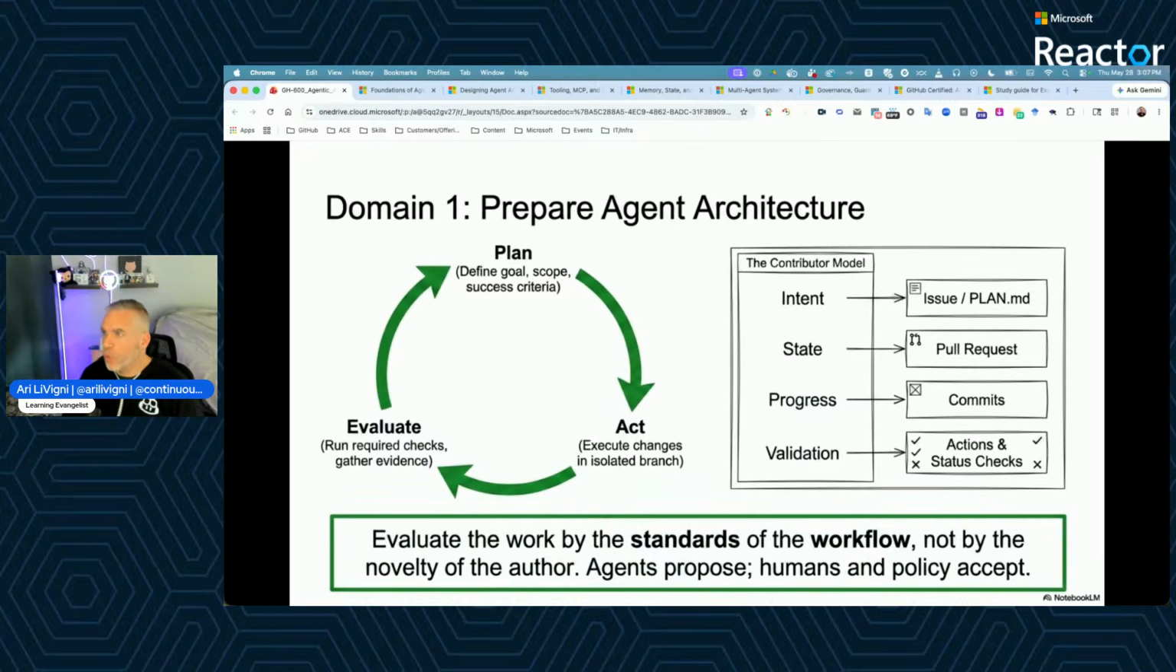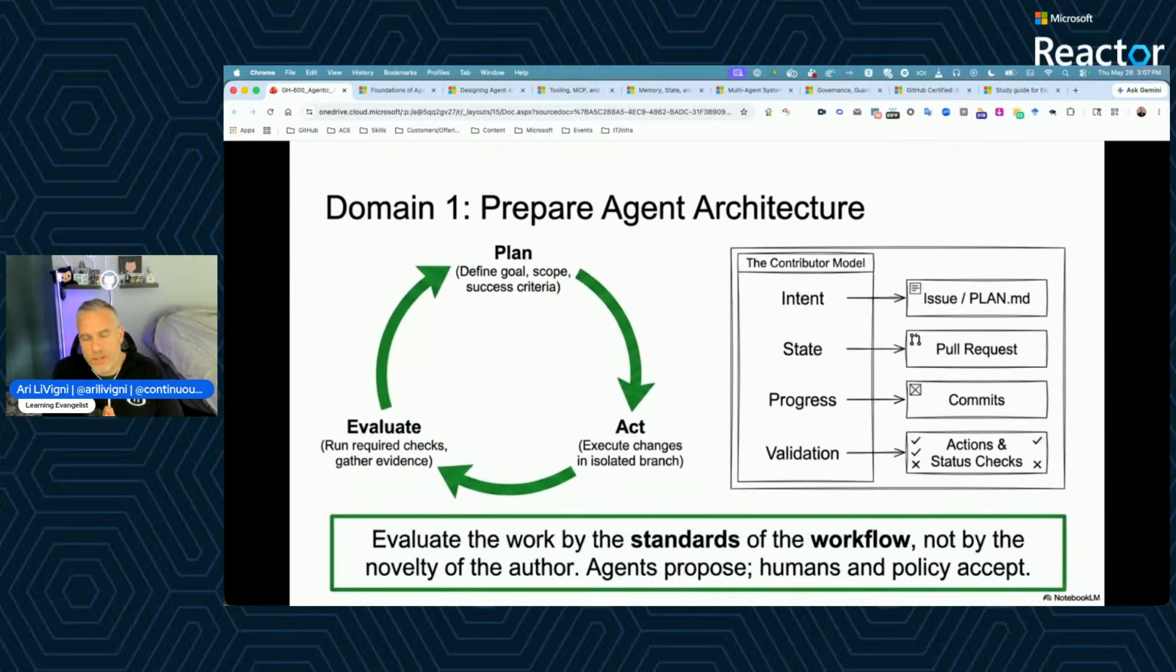Domain one really is preparing the agent architecture. What I do in a big project is develop a plan, and you can use Copilot to develop that plan. You can write a custom agent that's a planner agent, and that's what I actually covered a couple weeks ago. You can check that out on demand, in the Reactor series. All resources prepared for the exam are delivered in the inbox. I wish everyone who's taking the exam good luck.